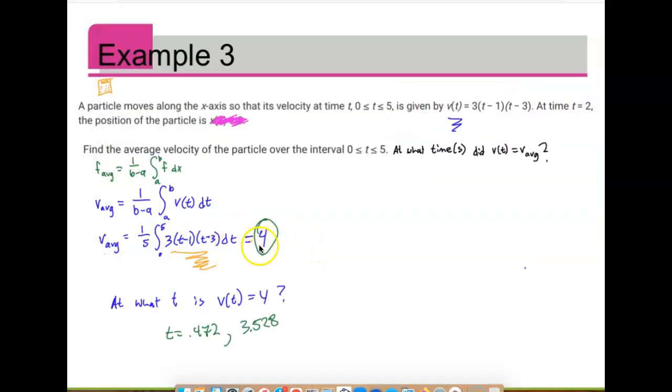All right, so this function had an average velocity of 4. They don't give us units, which is why I'm not putting units here. It has an average velocity of 4. It reaches its average velocity at times t equals 0.472 and at time t equals 3.528.